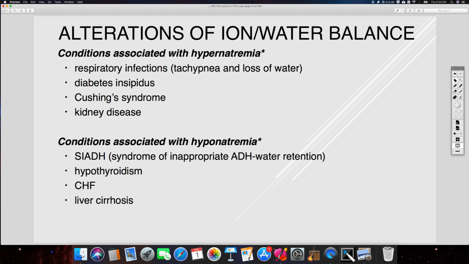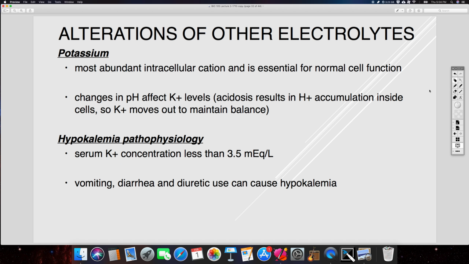And then again, conditions associated with hyponatremia. So SIADH, we'll talk about that specifically, and basically this causes a type of hyponatremia known as dilutional hyponatremia. Hypothyroidism, CHF, liver cirrhosis, which we talked about, all associated with hyponatremia.